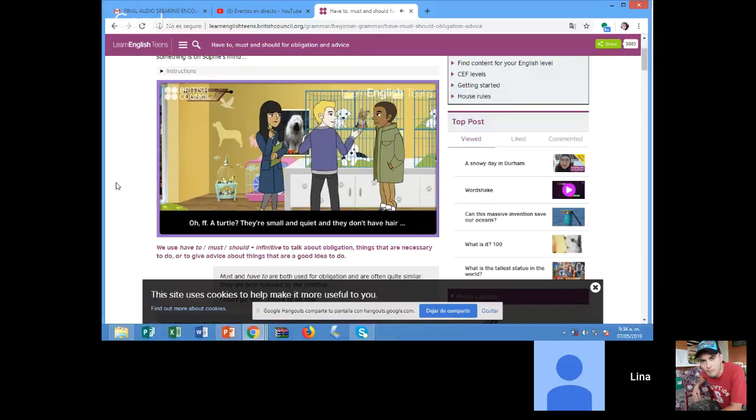A turtle? They're small and quiet, and they don't have hair. They grow, and then you have to buy a bigger tank. You'd better buy a thermostat and a filter if you want a turtle. And you mustn't forget to change the water. They don't smell great. What about a hamster?